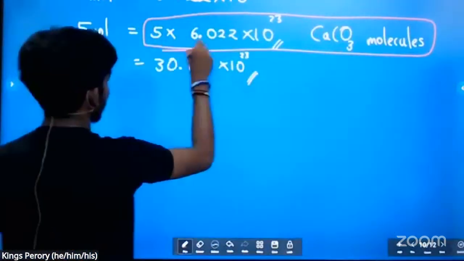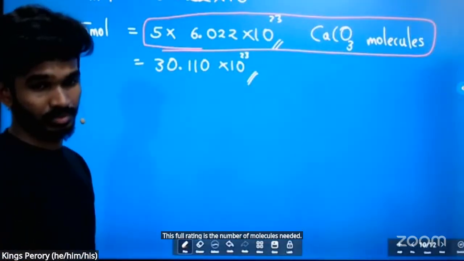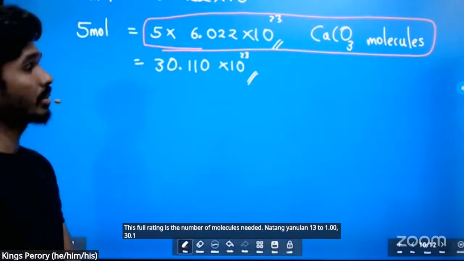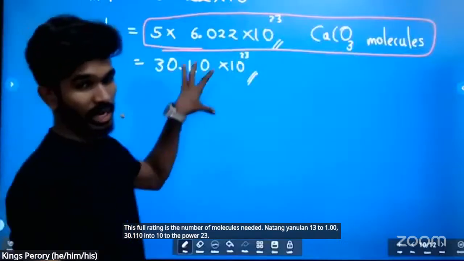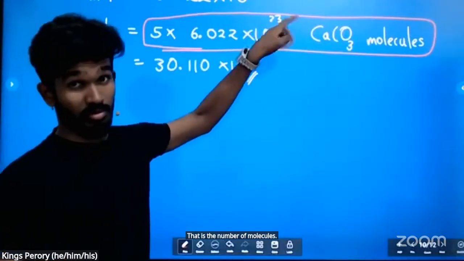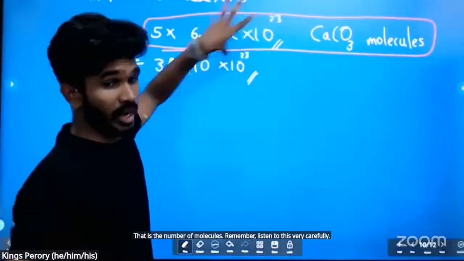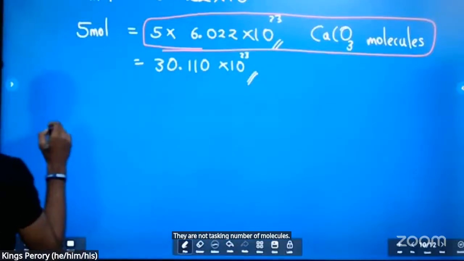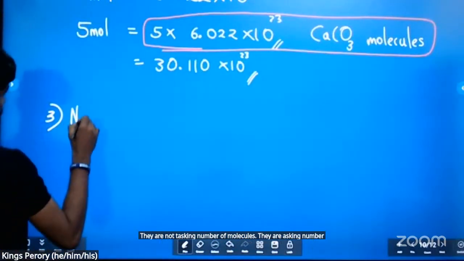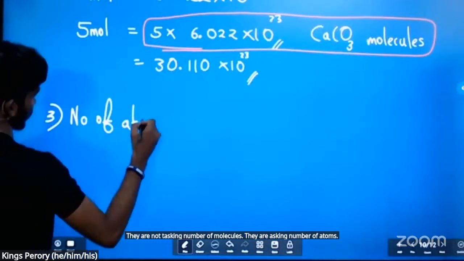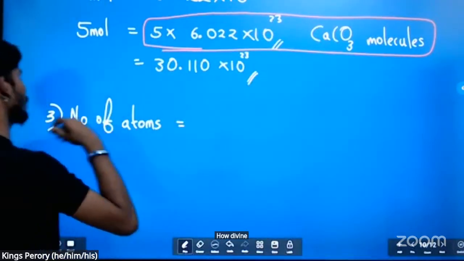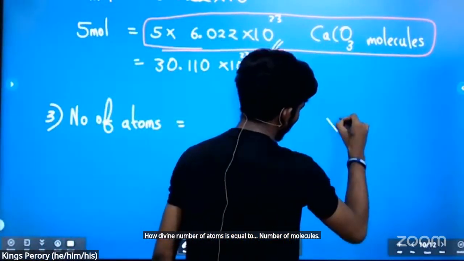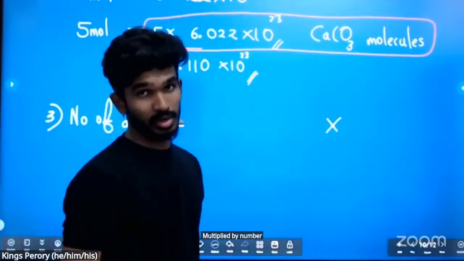This full red thing is the number of molecules. That is the number of molecules. Listen to this very carefully. This full red part is the number of molecules. They are not asking the number of molecules. They are asking the number of atoms. Number of atoms is equal to number of molecules multiplied by number of atoms in one molecule.